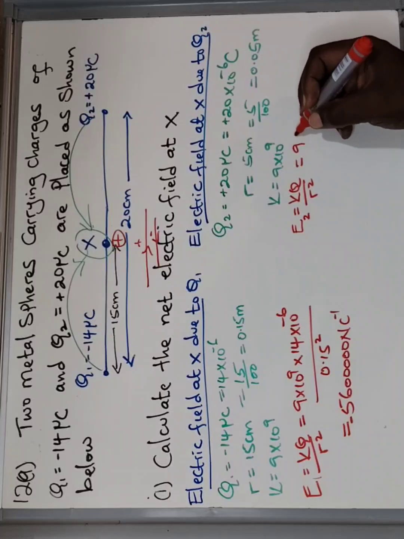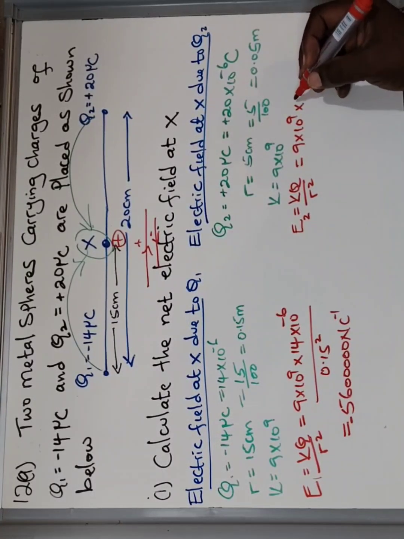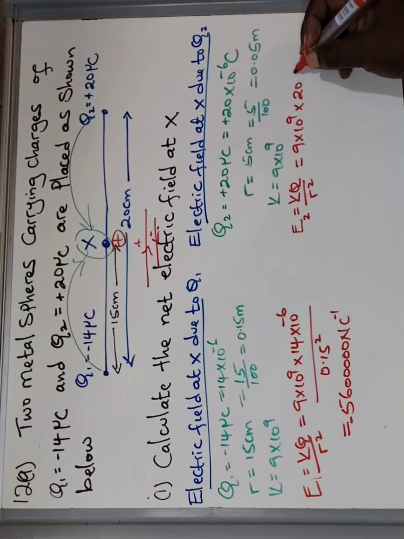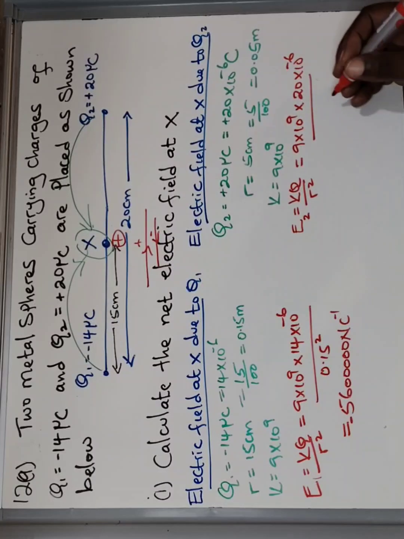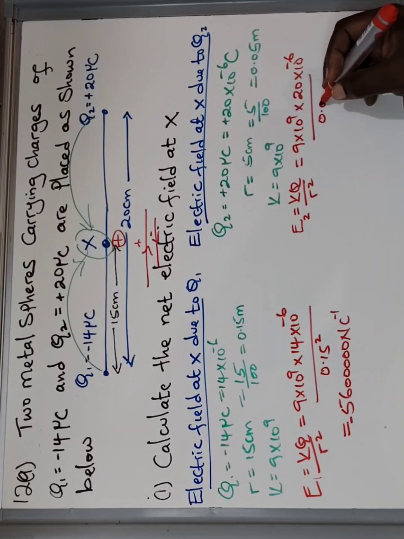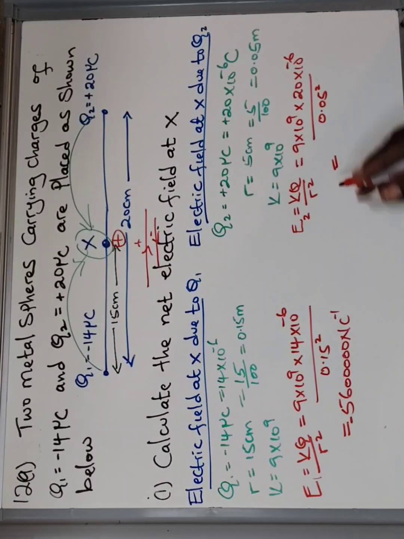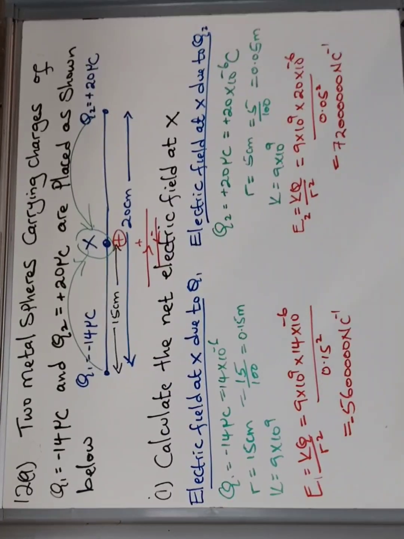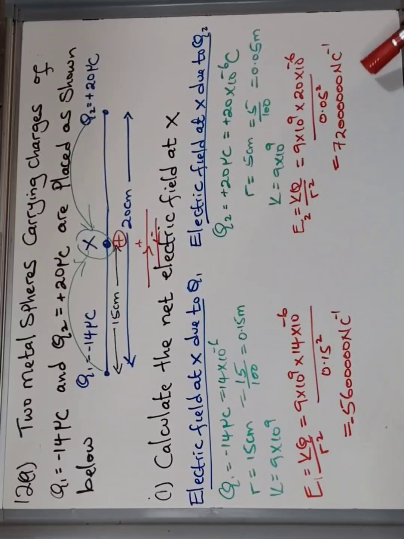What is K? We know it. What is Q2? It is 20 times 10 power minus 6, divided by R squared. What is R? 0.05 squared. So what you get is going to be our electric field at X due to Q2. So there we are, 72 million.